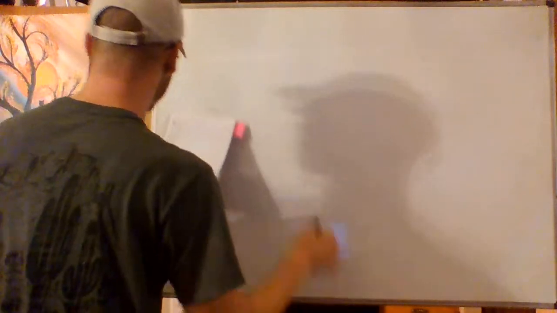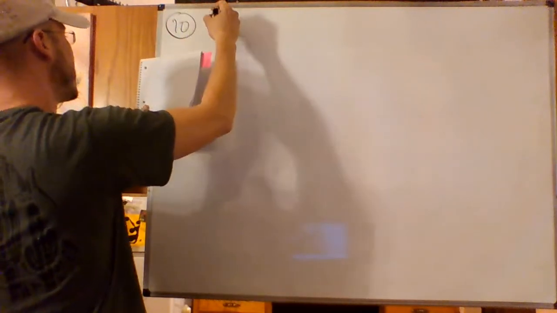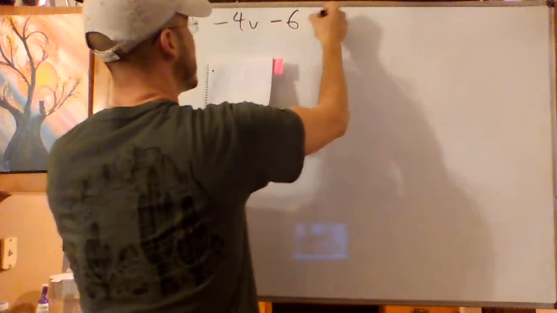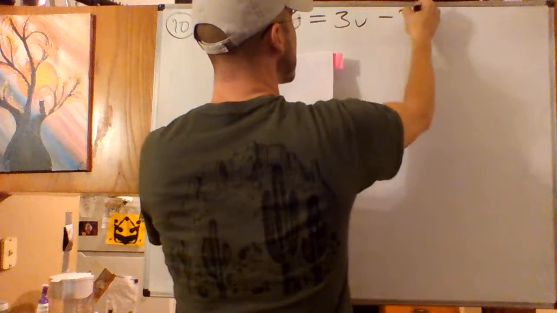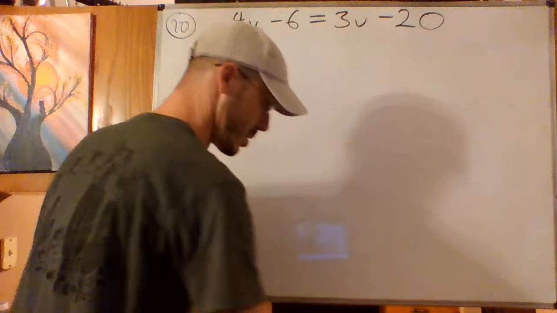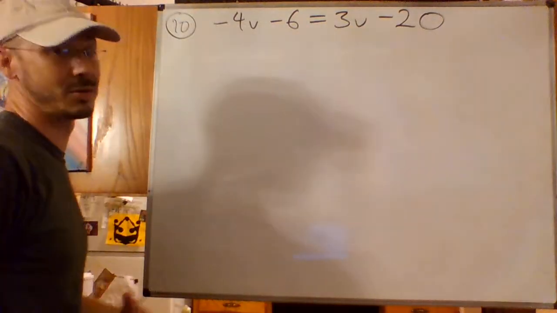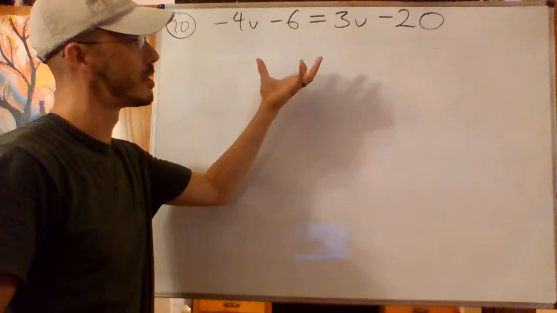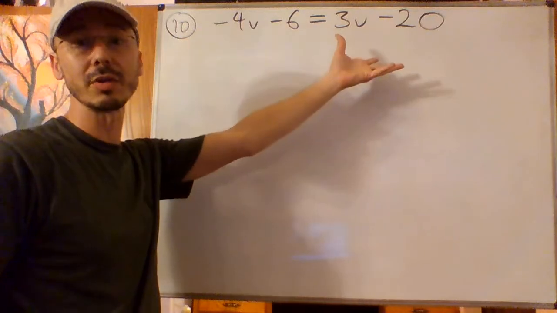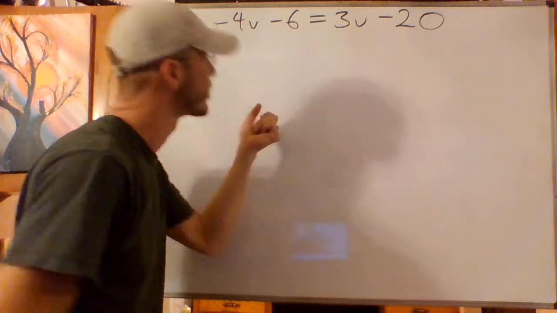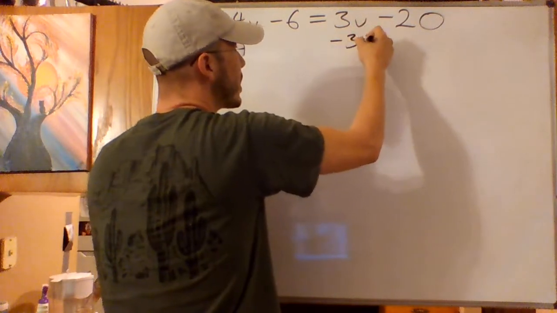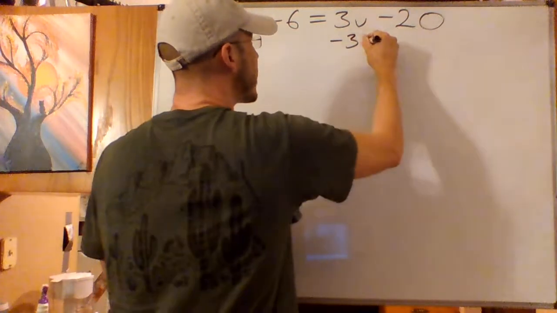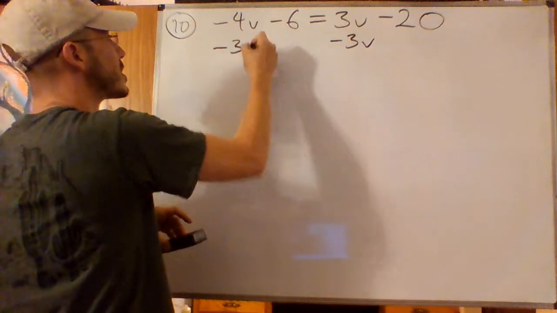The next one is also another solve it. 10 gives me negative 4v minus 6 equals 3v minus 20. And I'm going to do this one very fast. Getting the variable over to the one side. Subtract 3v from both sides. That's what I'm talking about.